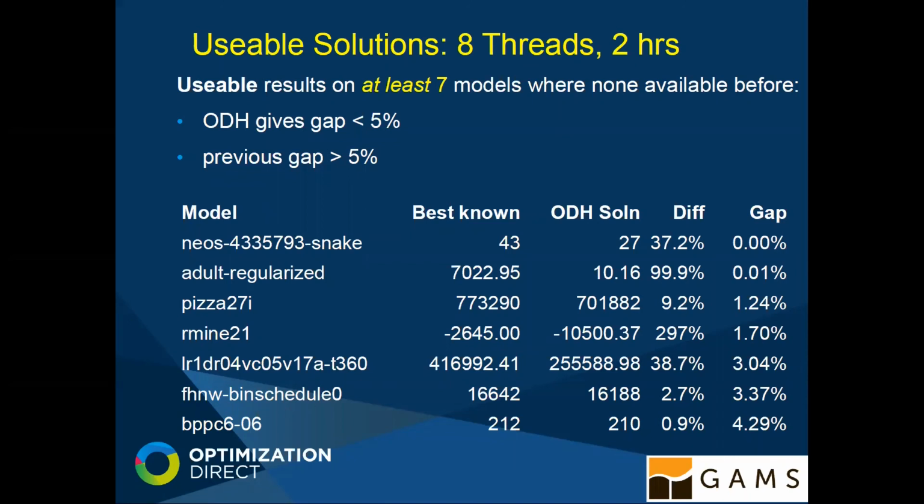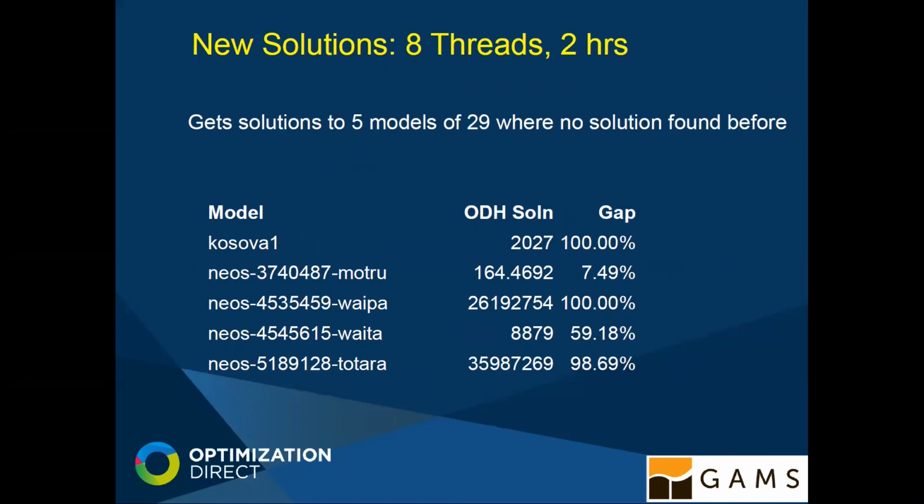Sometimes solved to optimality. Models to which no solution better than 5% was previously known. These are some models to which we found solutions, not necessarily good ones, certainly not solutions that we know are good, except in one case here, a reasonable solution, I suppose. But nonetheless, solutions where none previously were known.